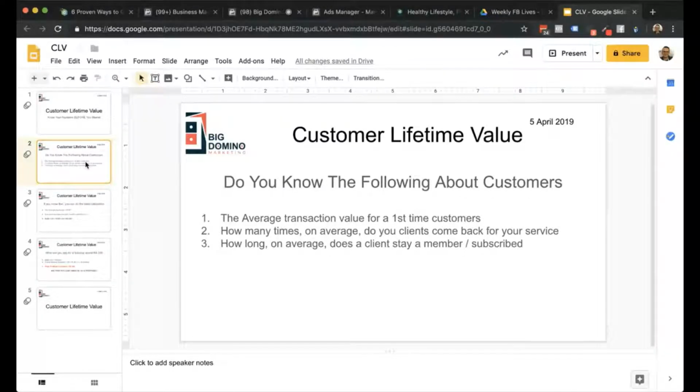So do you know the following about your customers? Do you know what is the average transaction value for a first-time client or a first-time customer in your business? Or maybe you have just the average transaction value for any customer coming into your business. But I like to look at first time, because that's usually when you will give someone maybe a little bit of a discount or a better price. And I'd like to work on that. It's just a little bit more prudent. We work on the lower value instead of the increased value. But either way, what is the average transaction value for a customer in your business?